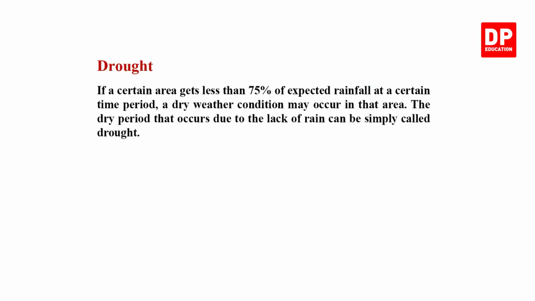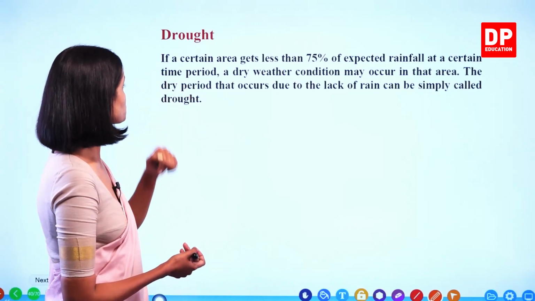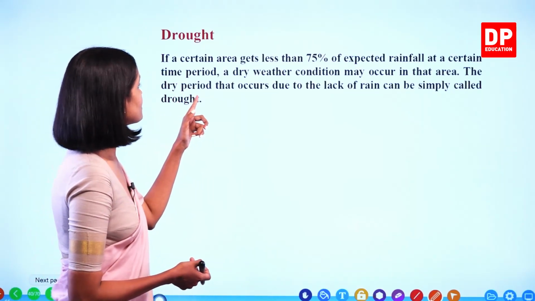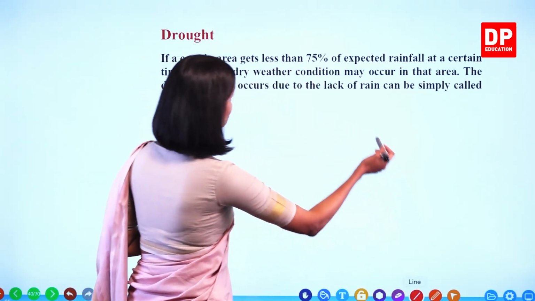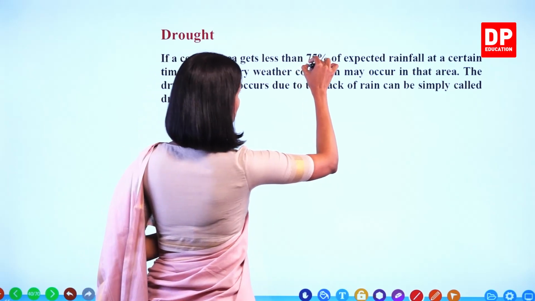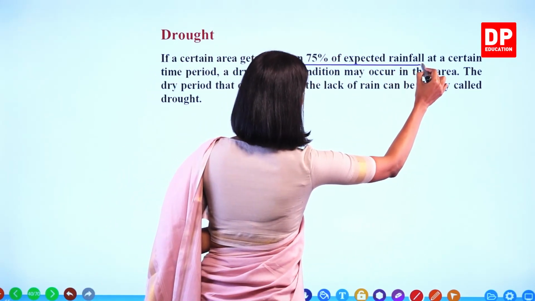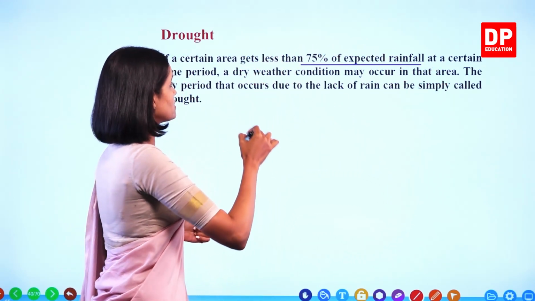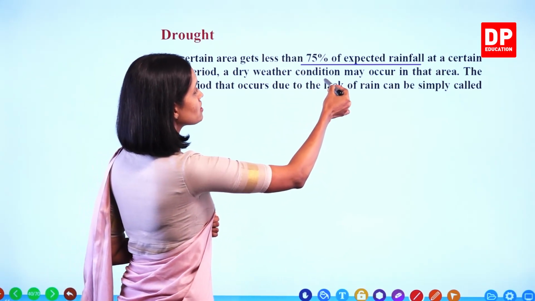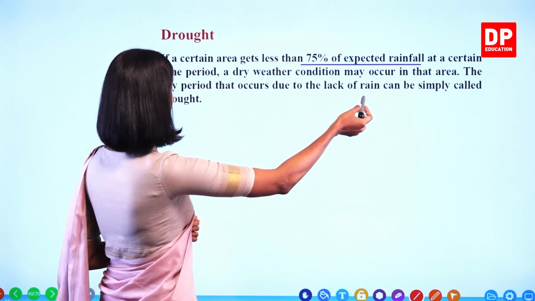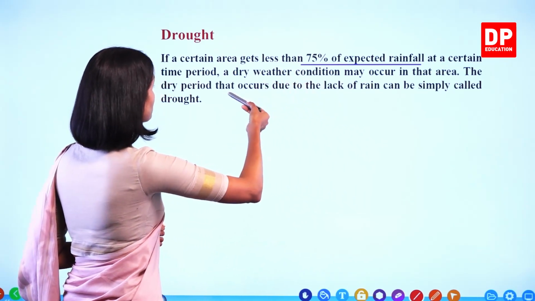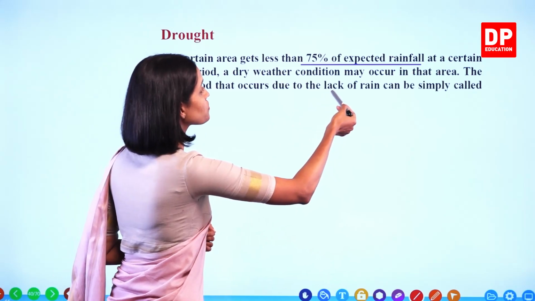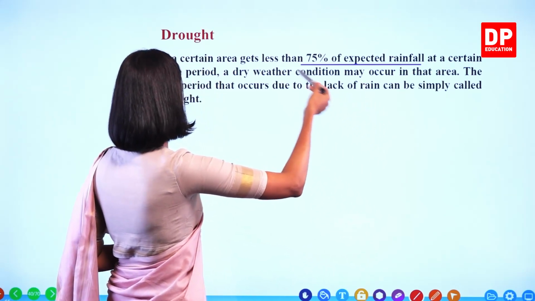Right, the next natural disaster we are going to discuss is droughts. If a certain area gets less than 75% of expected rainfall in a certain time period, a dry weather condition may occur in that area. This dry period is known as a drought. The dry period that occurs due to the lack of rain can be simply called drought.